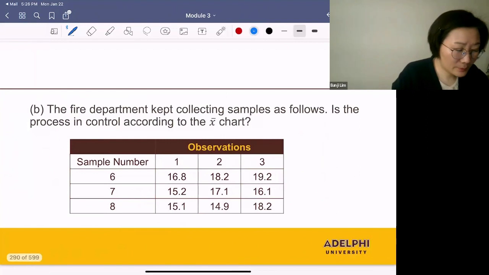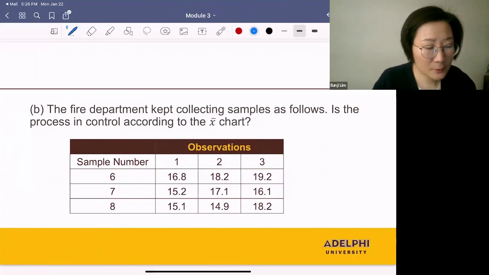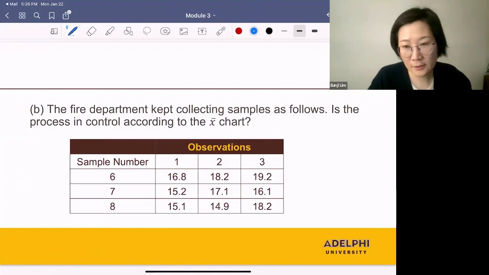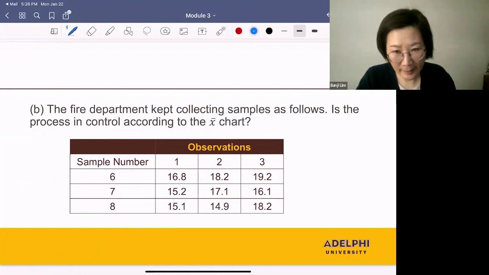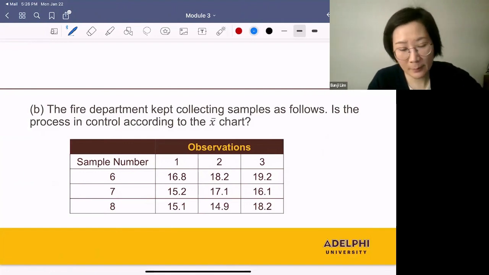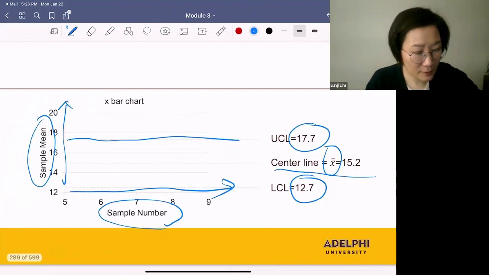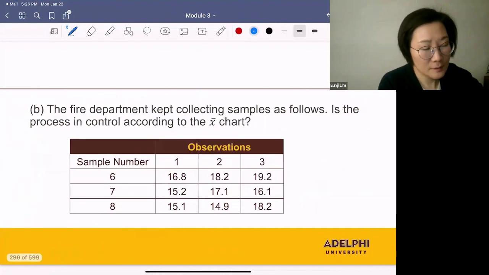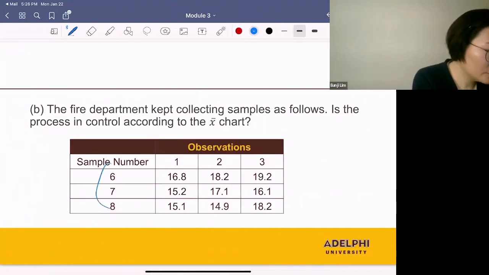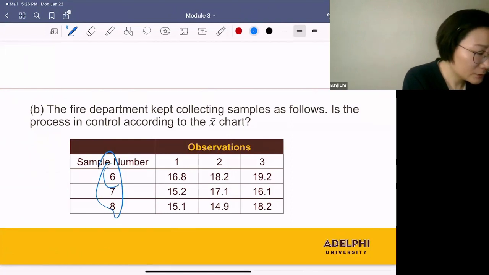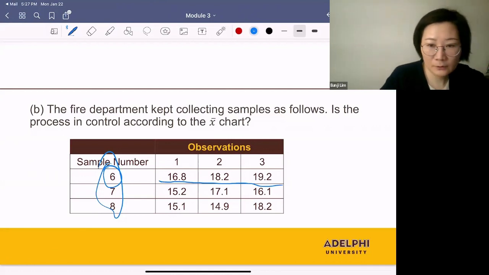Let's move on to part B. The fire department kept collecting samples as follows. Is the process in control according to the X-bar chart? We already have the X-bar chart from the previous part, and we want to use this to decide whether the process is in control or not. We want to use the following 3 samples. Sample number 6: 16.8, 18.2, and 19.2.